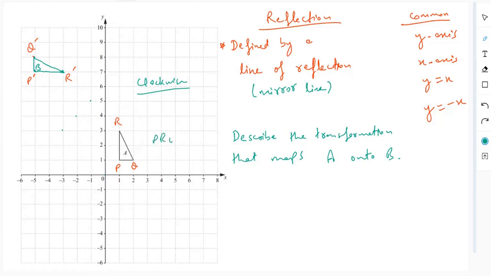So PRQ. उस पे मैं लिखूँ clockwise. What do I get? I get PQR. Since the order is not the same, अगर order same नहीं होगा, तो ये reflection होगी. Okay. So that's another test that you can also use. Okay. Is this clear to everyone?